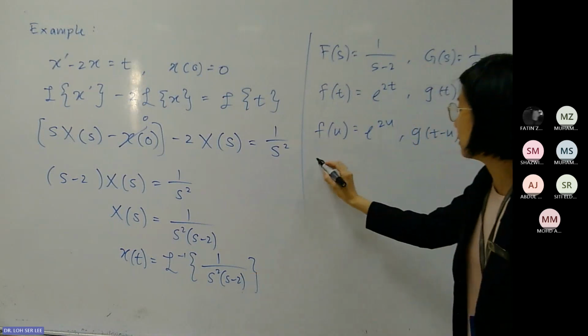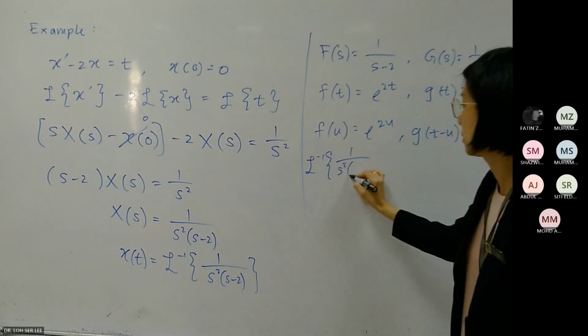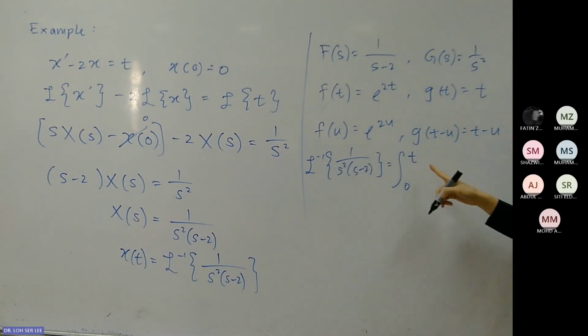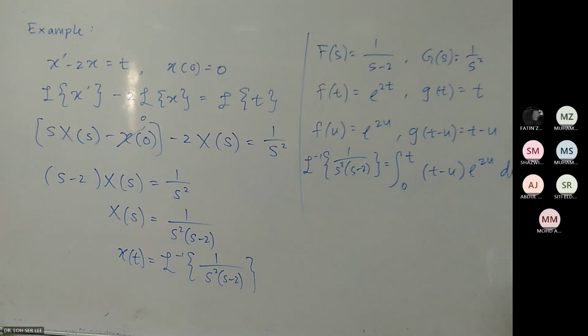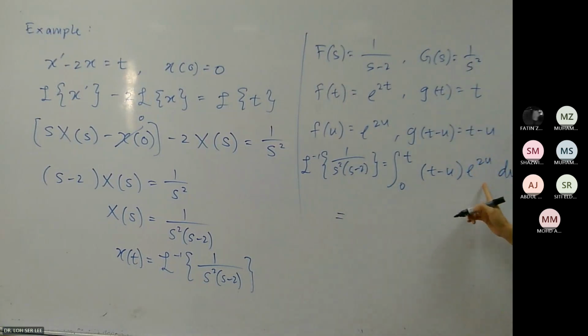So to solve this, we integrate from 0 up to t. Then we have t minus u, e to the u, du. How to solve the integration?